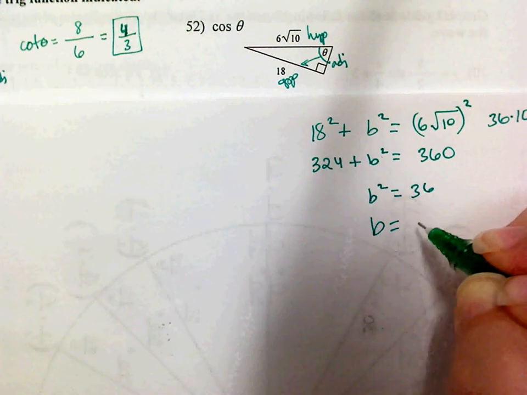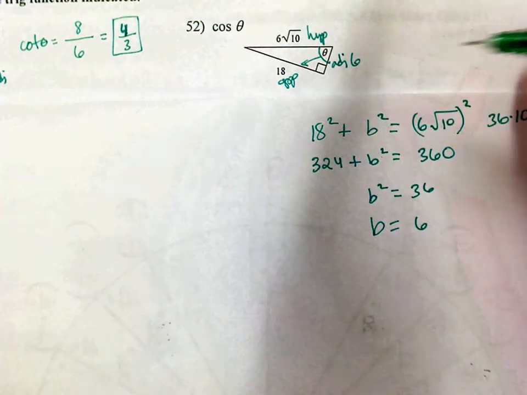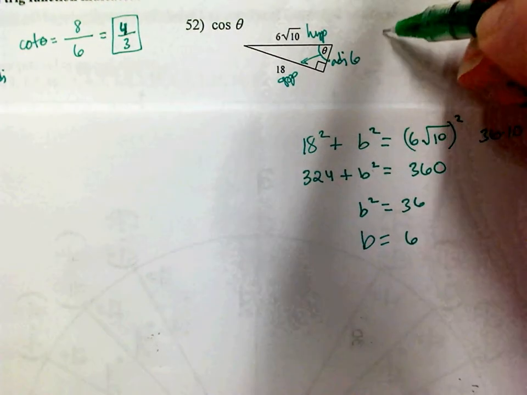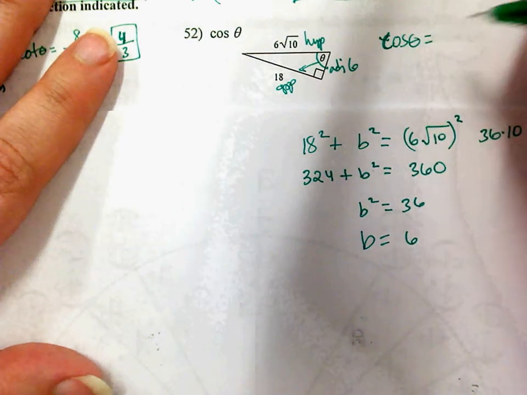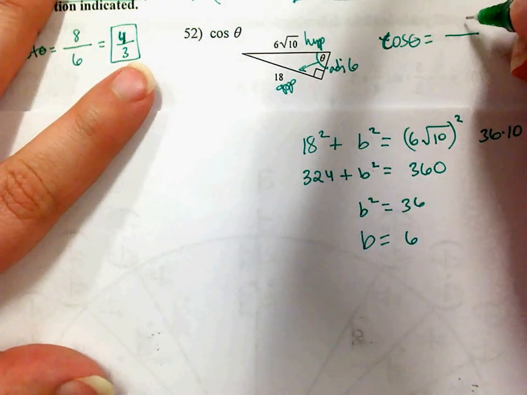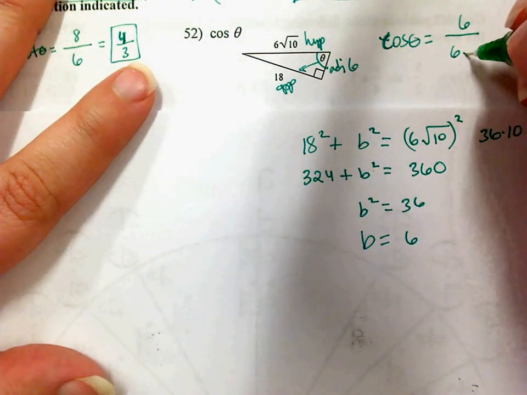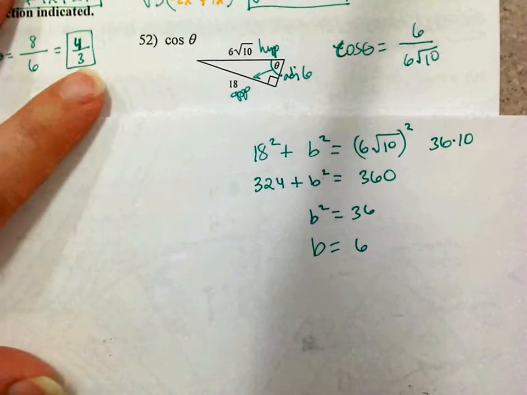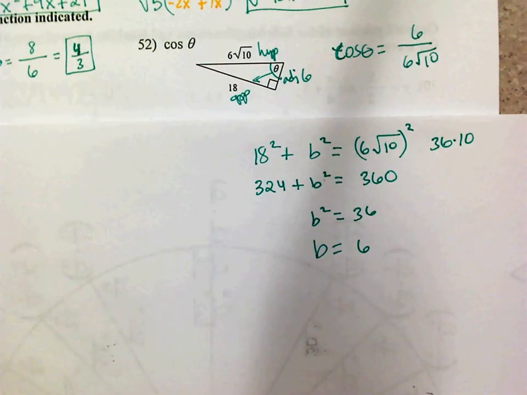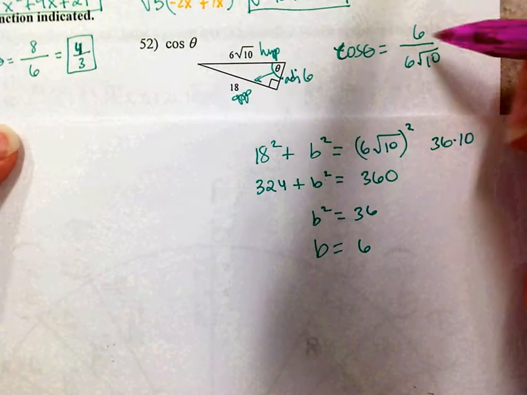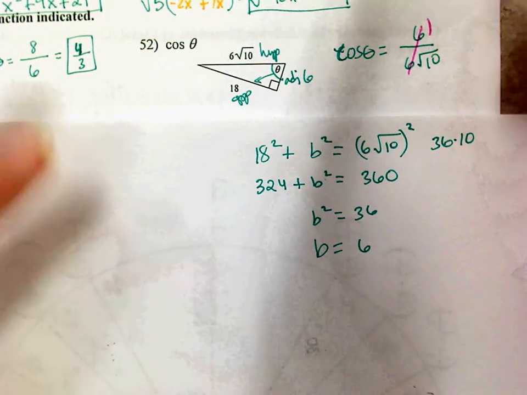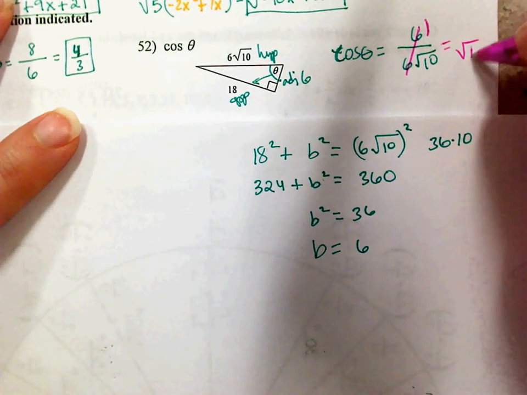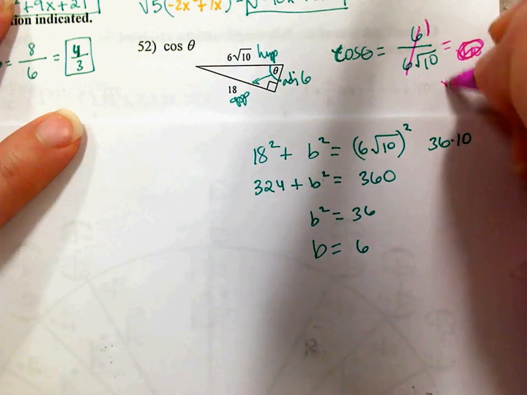Alright, I need to find cosine. Cosine of theta equals adjacent over hypotenuse. Adjacent is 6 and hypotenuse is 6 square roots of 10. Tell me about those 6's. They can go away. Something divided by itself is 1, right? Is my final answer 1 over the square root of 10? Square root of 10 over 10. And there you go. Rationalize.